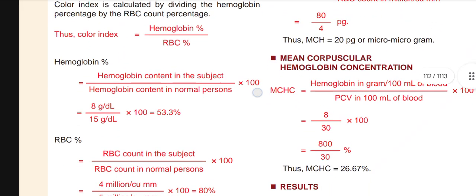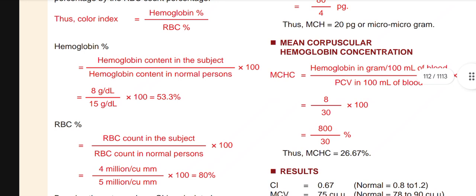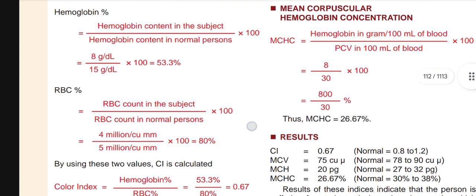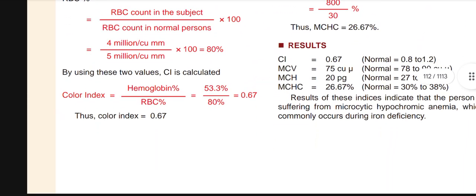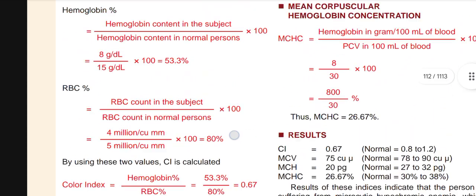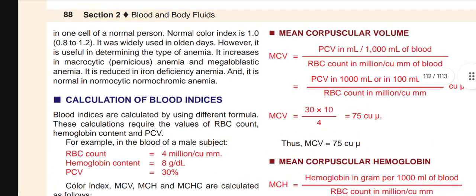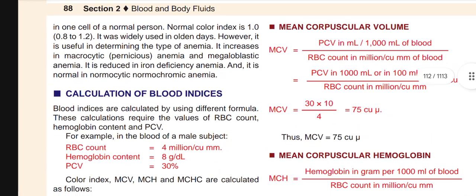Then RBC percentage. The RBC count in subject is 4 million per cubic mm and RBC count in normal person is 5 million per cubic mm, into 100, then it is 80%. By using these two values, the color index can be calculated as 53.3%, the hemoglobin percentage, by 80%, which is RBC percentage, and the color index is 0.67, which is less than normal.